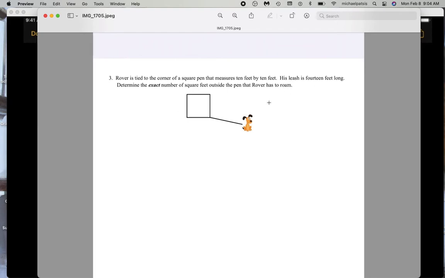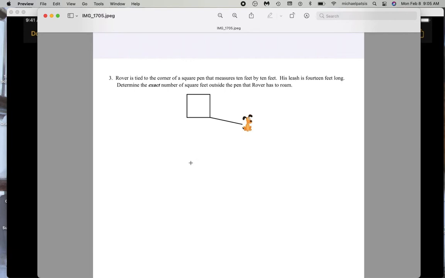His leash is 14 feet long, so this distance is going to be 14. Determine the exact number of square feet outside the pen that Rover has to roam. So the first thing I think of with this problem is a circle with a center right here that has a radius of 14. So I envision this dog going around the square building.